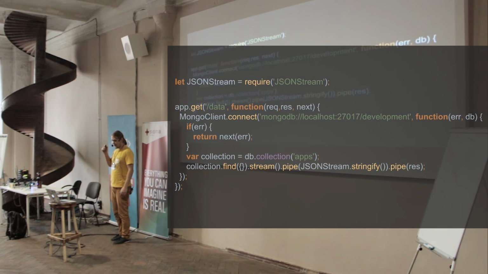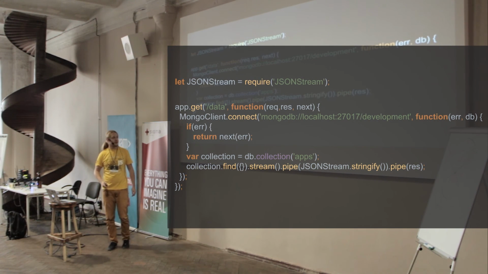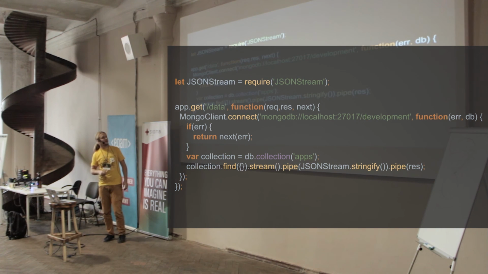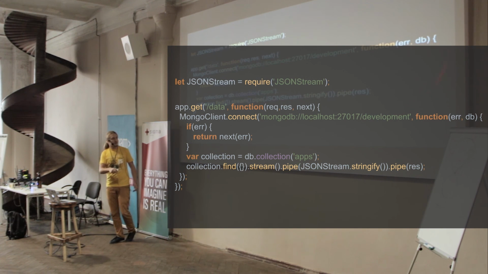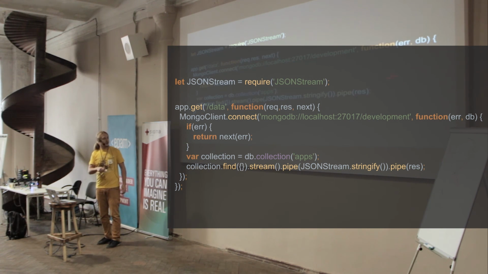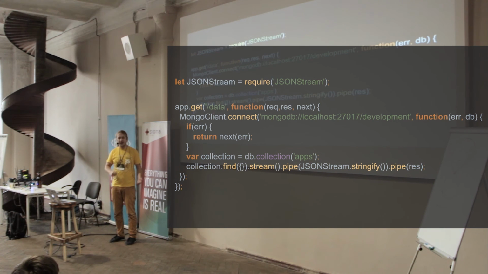So let's see how we can send a lot of data from the database to the response pretty fast. So actually the Mongo client can also give us a stream. Initially collection find returns us a cursor, and the cursor has a method called stream. So you can also stream all your data from MongoDB to the response. But before just writing to the response, we need to stringify it, because from the stream we are getting JavaScript objects, and you need to stringify them.